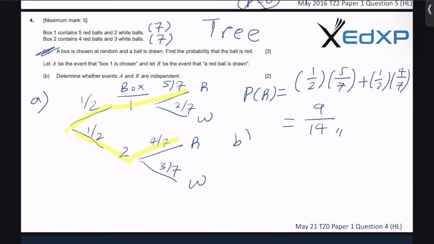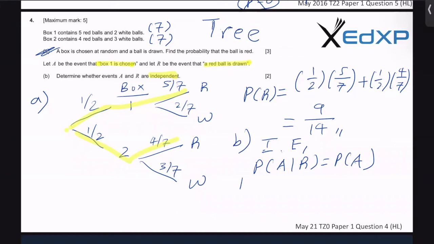Okay, part B. Let A be the event that box 1 is chosen, and R be the event that a red ball is drawn. Determine whether events A and R are independent. For 2 events to be independent, the probability of A given R must equal the probability of A. This is the criteria. So R does not affect A in any way.